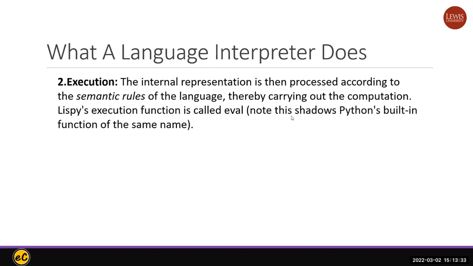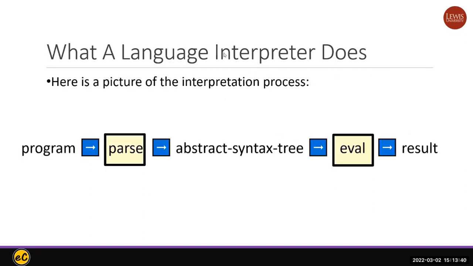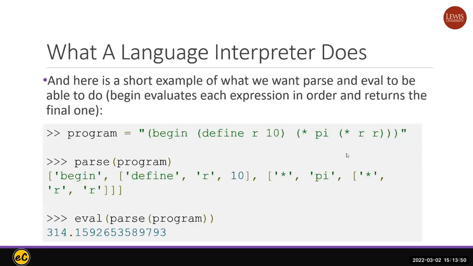Thereby carrying out a computation, and this execution of function code is called the eval function. Okay, so here, let's look at the picture for it. The program being passed becomes an abstract syntax tree and then is evaluated to get a result. So what does a language interpreter do? Okay, so here we may have a program.